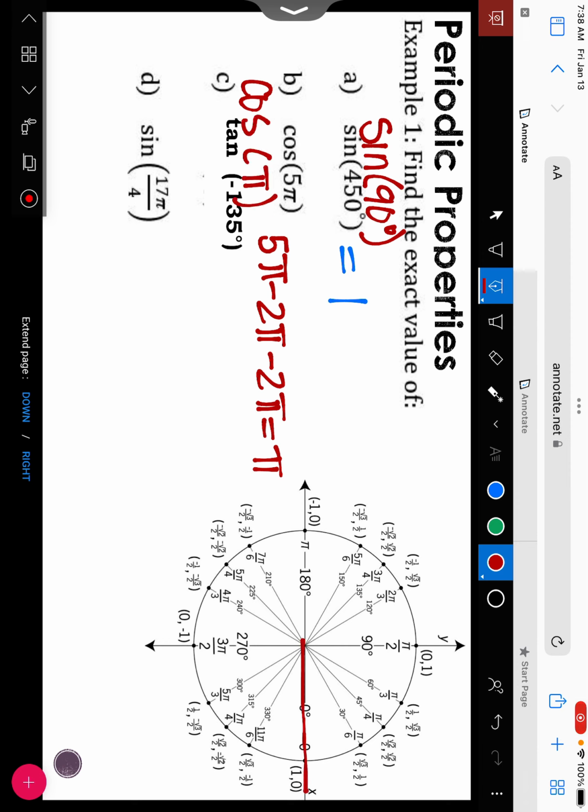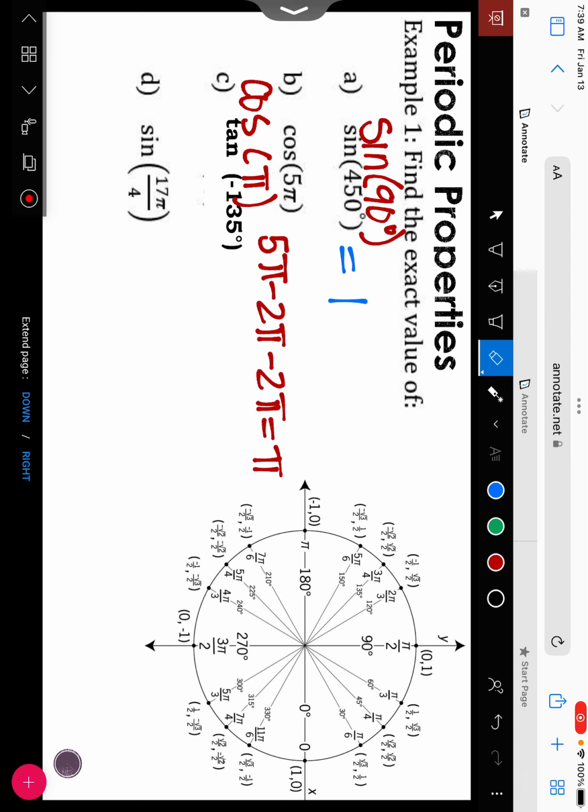So this is my initial side, and I'm going around 1, 2.5. And that's why it's 5 pi. But 5 pi is at the same place as pi. So go ahead and look at your unit circle and find the cosine of pi, and you should get -1.